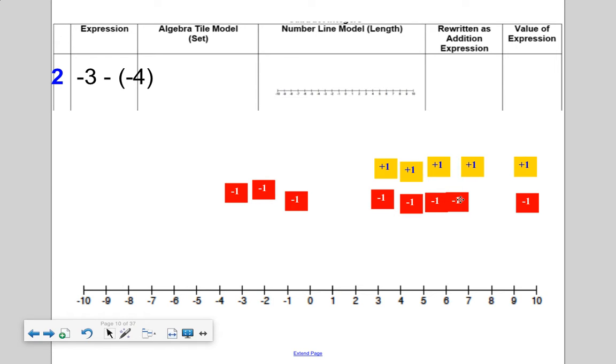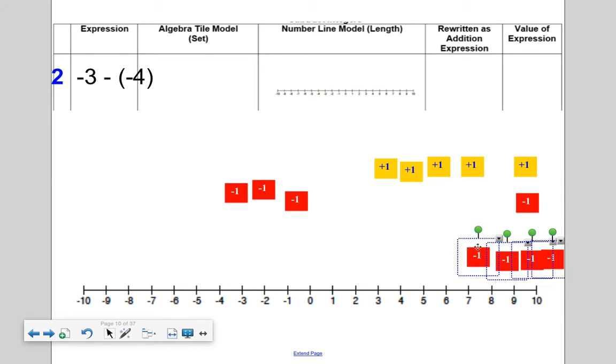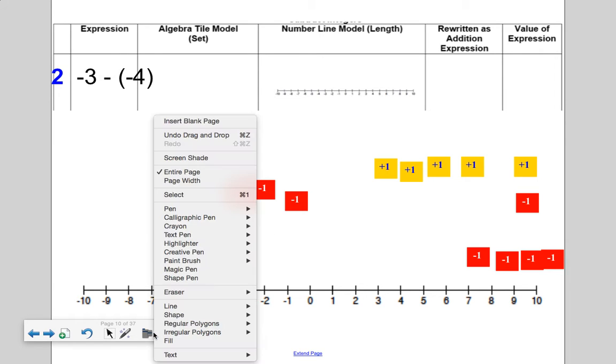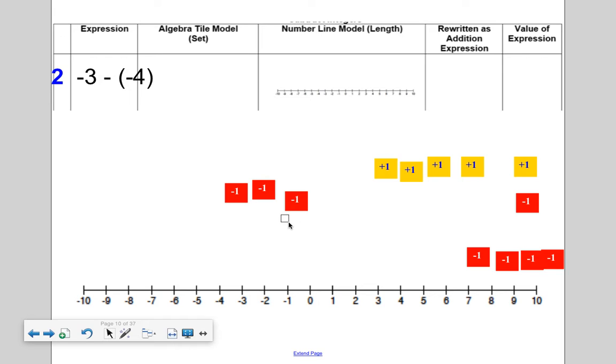Now, can I take away 4 negatives from this? Yes, I can take away these 4 negatives. So what do I have left? As you can tell, I started with negative 3. I am adding 4 positives to it, which equals 1. This proves add the opposite works.